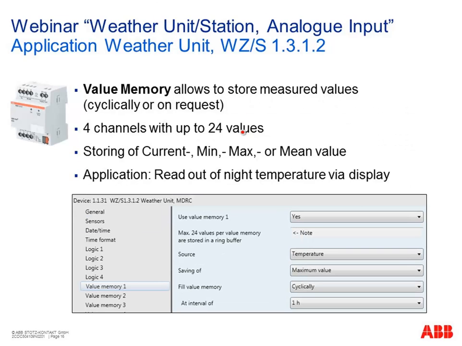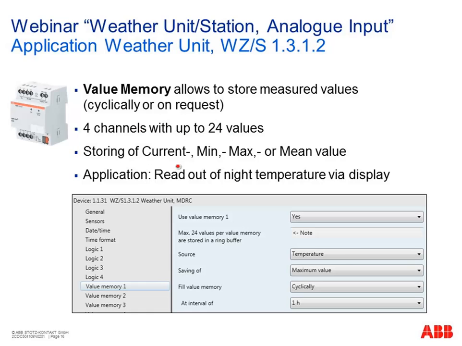Yeah, value memories I mentioned already. It allows us to store on 4 channels up to 24 values. And how can you do it? You can do it cyclically. For example, you would like to store the night temperature. So every hour you read in the value and store it inside this memory, and up to 24 values are possible.